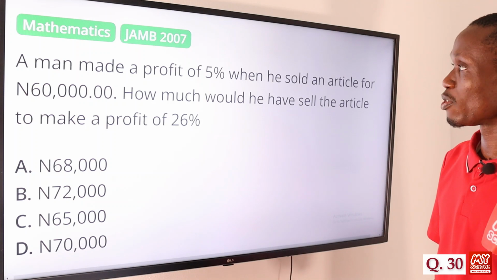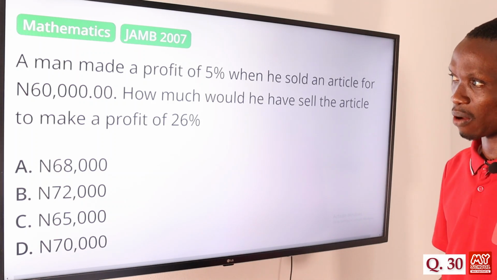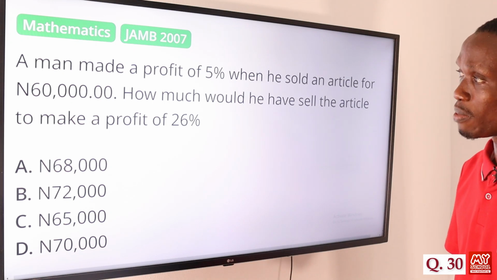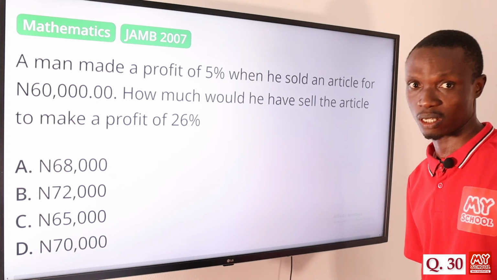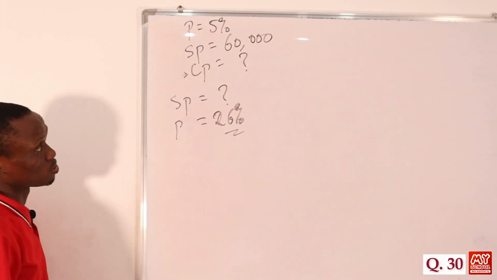A man made a profit of 5% when he sold an article for 60,000. How much would he have sold the article to make a profit of 26%? So let's move over to the board to provide the answer to this question. These are the parameters that are given to us according to this question.